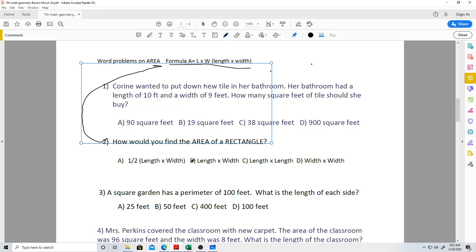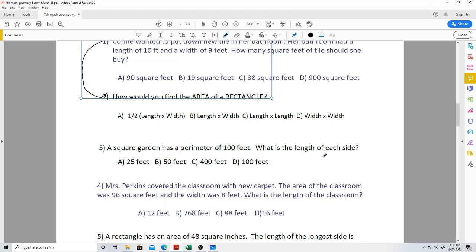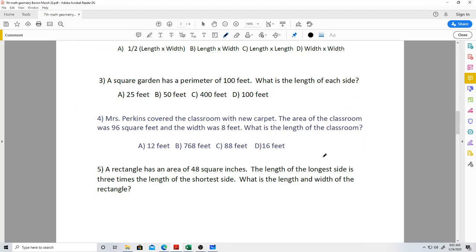So, what is the area of a rectangle? Is it half of length times width? Is it length times width? Is it length times length? Or is it width times width? I'll let you decide. All right, a square garden has a perimeter of 100 feet. What is the length of each side?